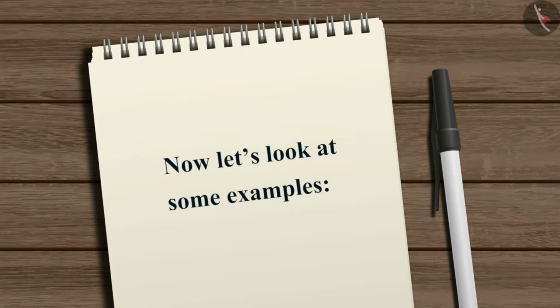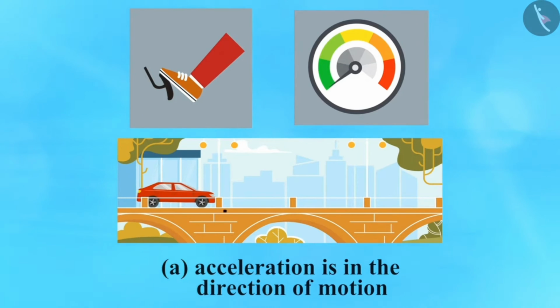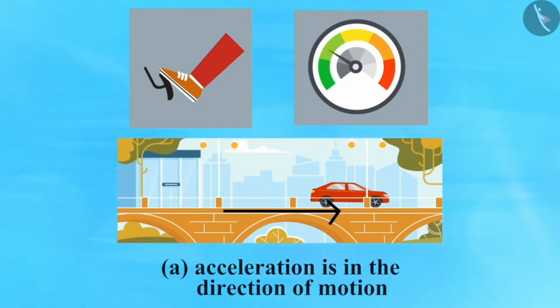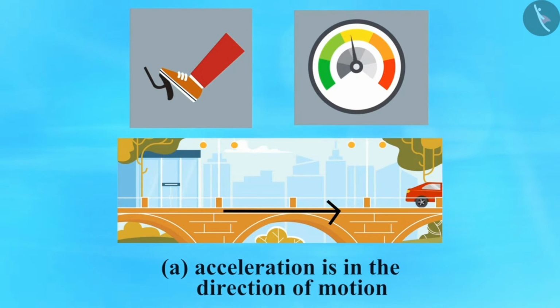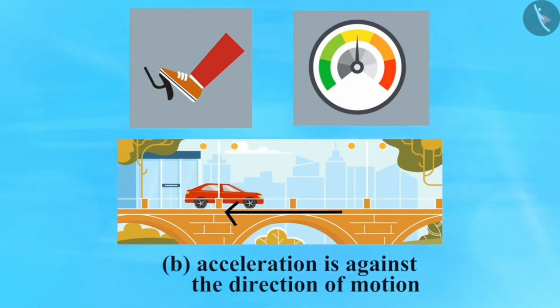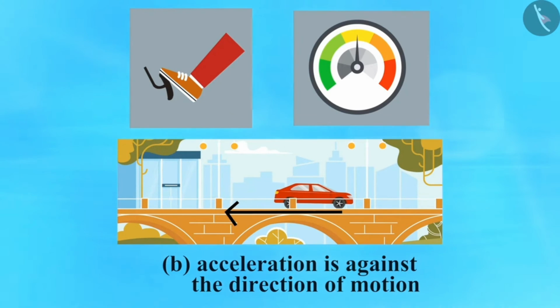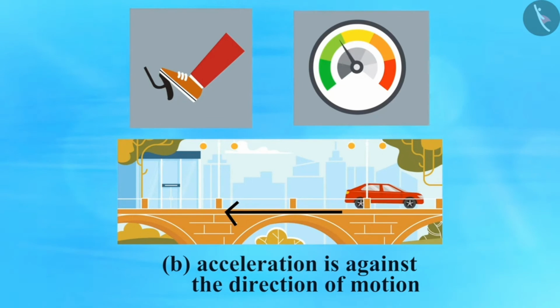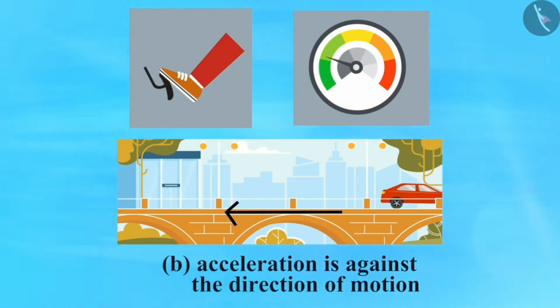Now let's look at some examples. A. Acceleration is in the direction of motion. Here, when the driver pushes the accelerator pedal, the car starts from rest and the speed keeps on increasing. Here, the acceleration is positive. B. Acceleration is against the direction of motion. Let's observe a moving car. Driver applies the brake and the car slows down. Although the car's direction of motion is towards right, the acceleration is applied in the opposite direction. Here we can say that the acceleration is negative.